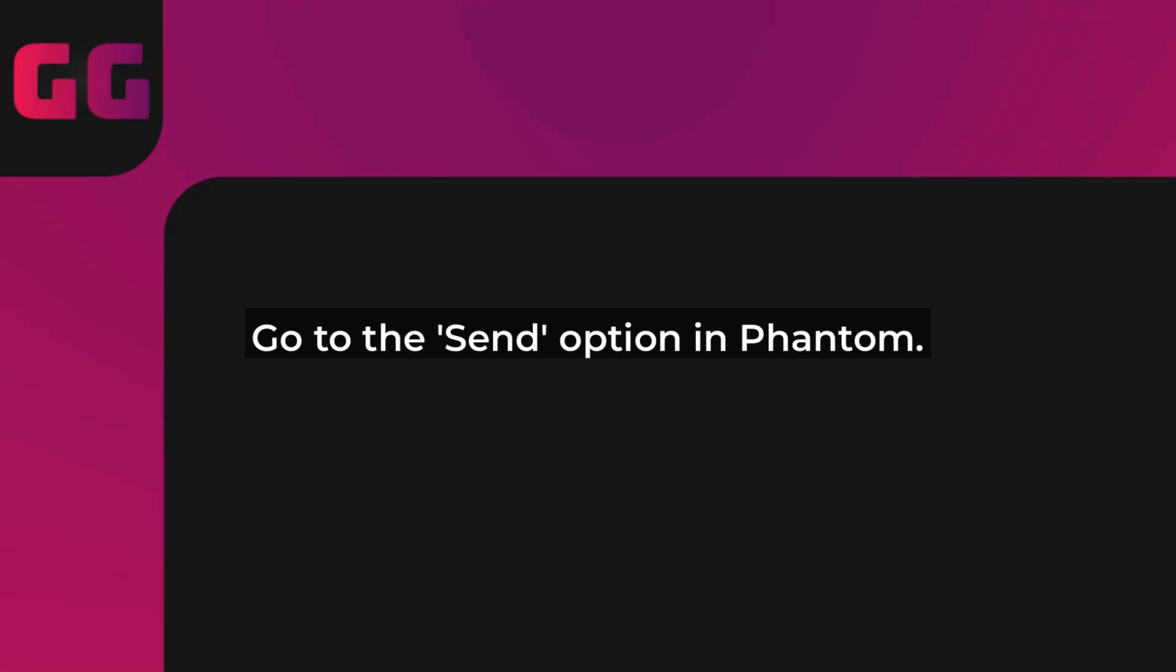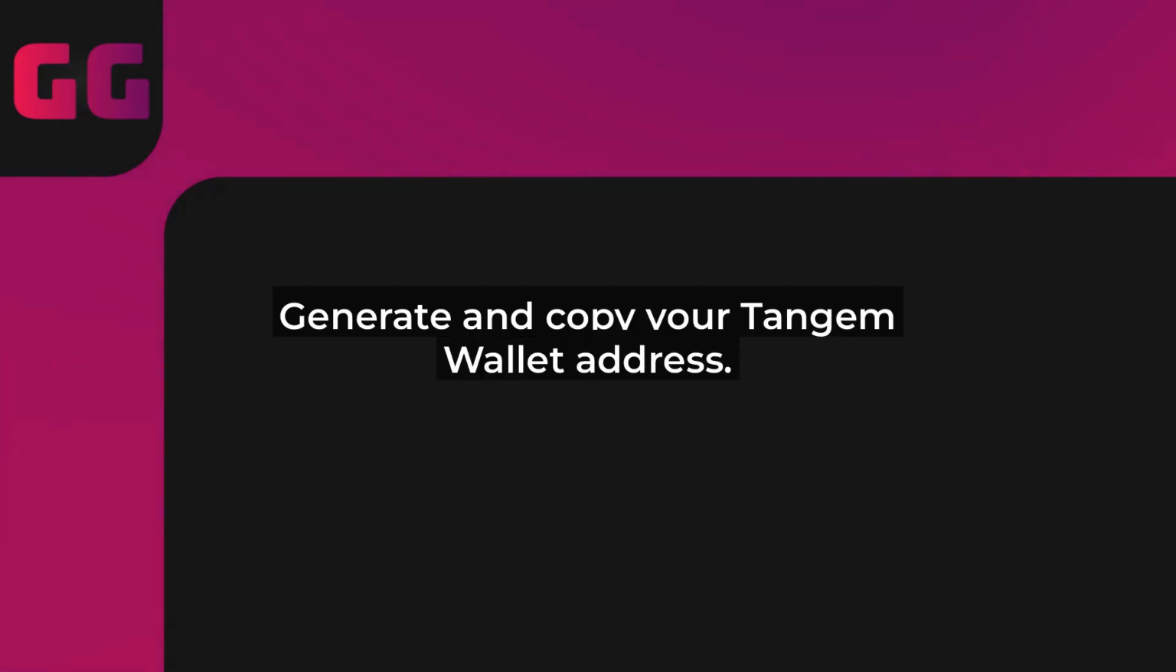Open your Phantom Wallet app on your mobile device or browser extension. Once you're in, navigate to your asset list and select USDC. You'll see your balance. Double-check that you have enough to cover the transfer plus any network fees. Next, hit the Send button. This will prompt you to enter the recipient's address.